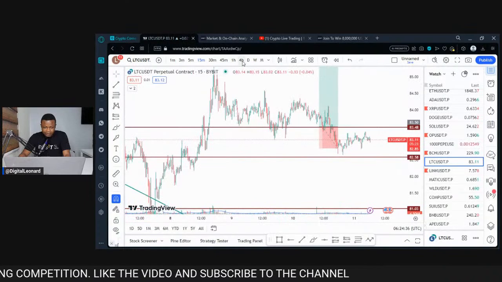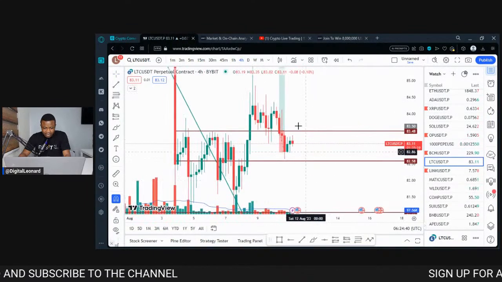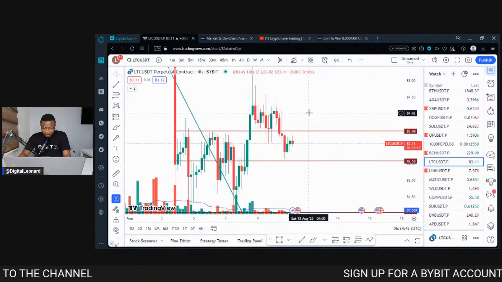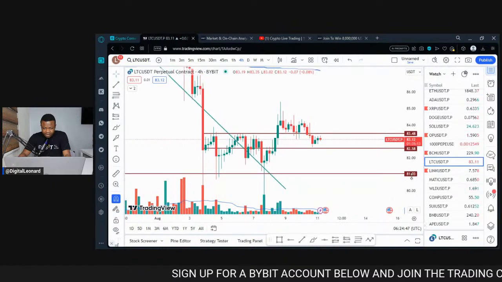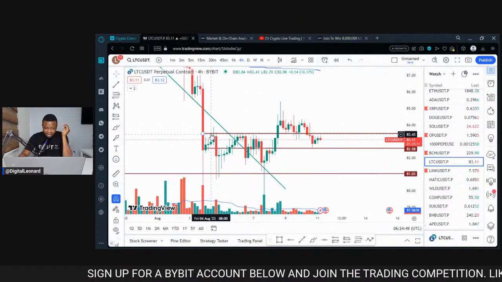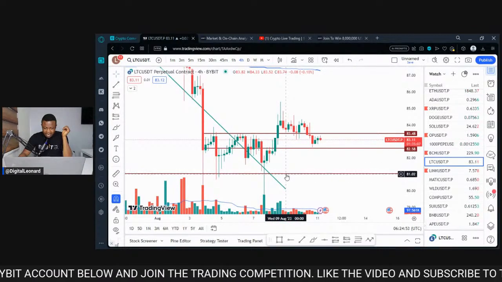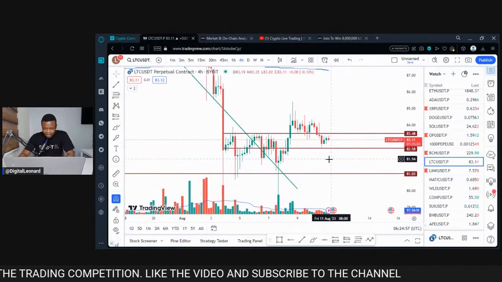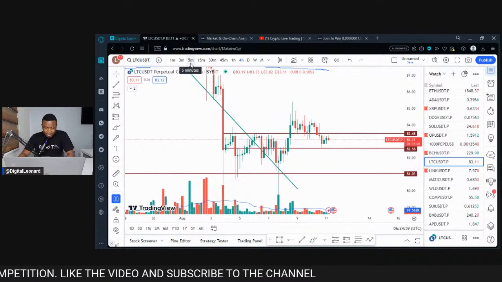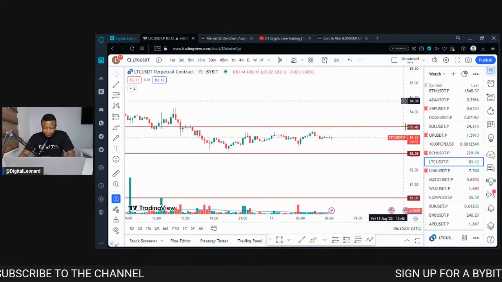Let me check a higher time frame and see what's possible with this. This setup is no longer valid for us for the Litecoin trade. We've been ranging between here and here. The major level is down here at $81. $81 is our major level. So for Litecoin currently, what I'll be looking for.